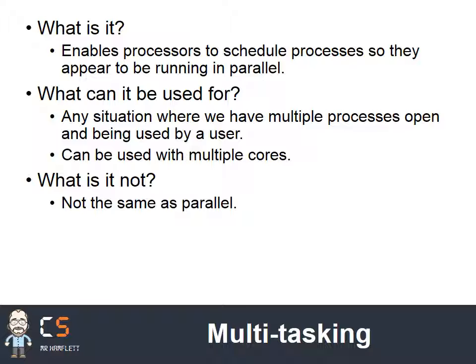Multitasking operating systems are very common, and this is where it allows processors to schedule processes so they feel like they're running in parallel. So if I have a single CPU and a single core and I have 5 processes running at the same time, then it will swap between them very quickly in order to look like they're all running at the same time. So we can use it in any situation where we have multiple processes running. So basically anywhere we'd use a scheduler, and obviously we can use it with multiple cores as well. It's not necessarily the same as parallel processing because we're effectively simulating parallel through a single core of a CPU.